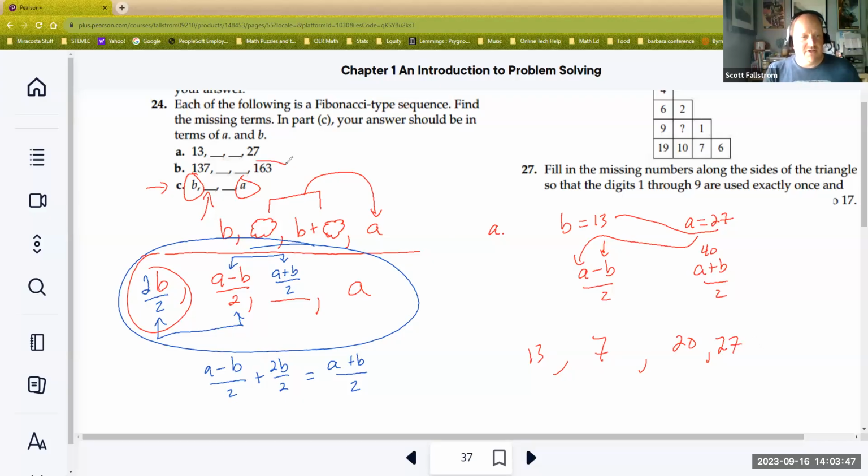And I could do it for part B as well. So I subtract these two numbers. Well, the subtraction gives me 26. Divide by 2, that tells me 13. Now I can go through and do the Fibonacci part, or I could just add these two together, which gives me 290. So 300, but I divide by 2 gives me 150. So I could get those terms pretty quickly.